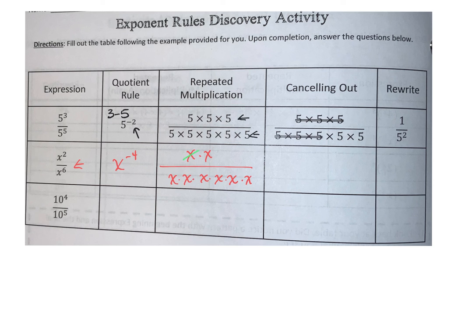When I do this out, and I start my cancellation, I have a 1 on top. Because remember, something divided by itself is 1. So when you have only something left in the denominator, you need to put a 1 in the numerator. And so you're left with 1 over these 4 x's. And the way you write that is x to the 4th.